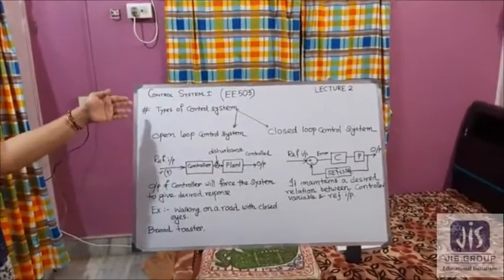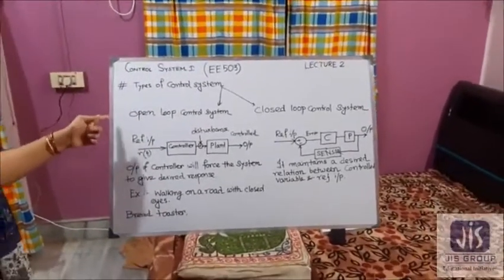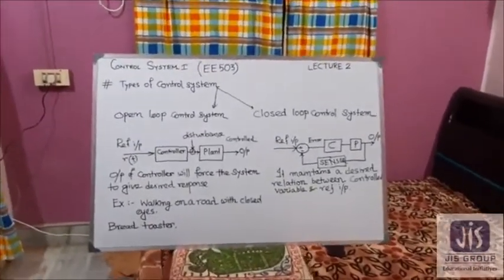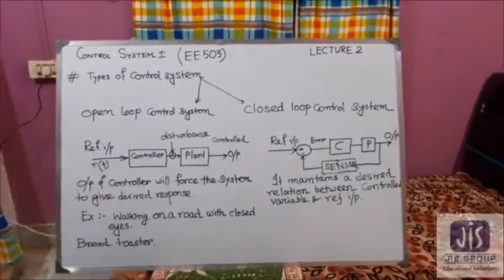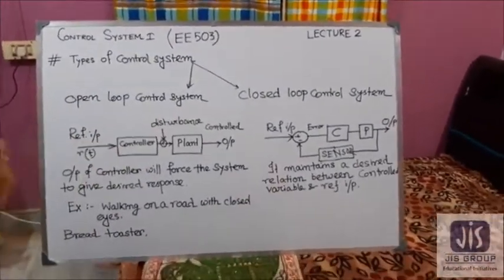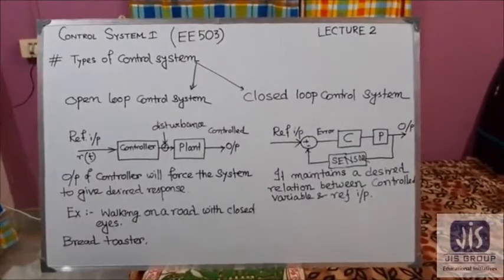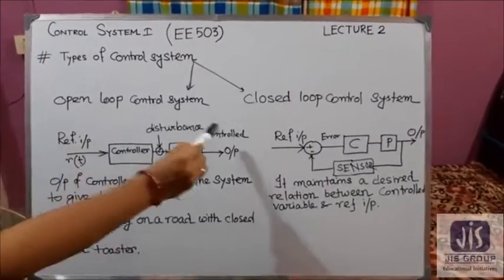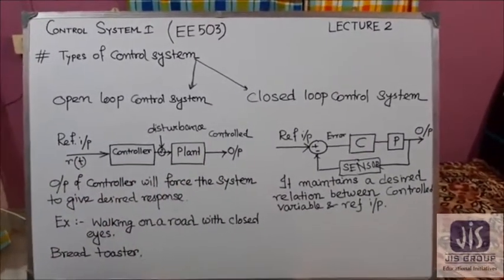So look at this, there are two main types of control systems, that is the open loop system and the closed loop system. So now, what is the open loop system? First, consider this block diagram of the open loop control system.